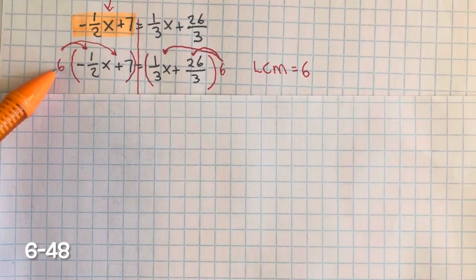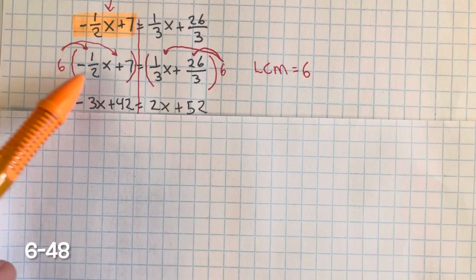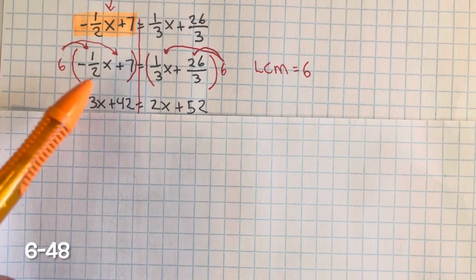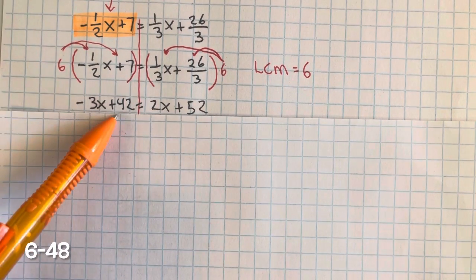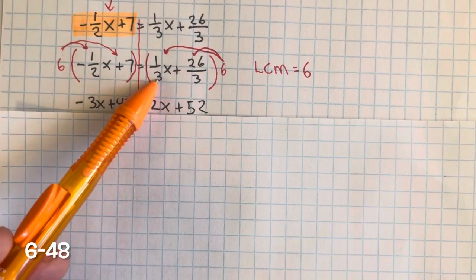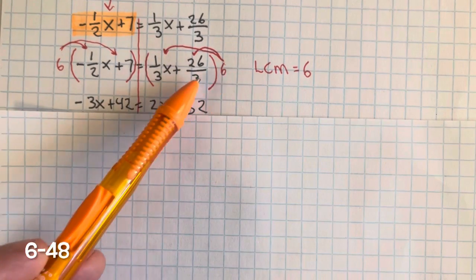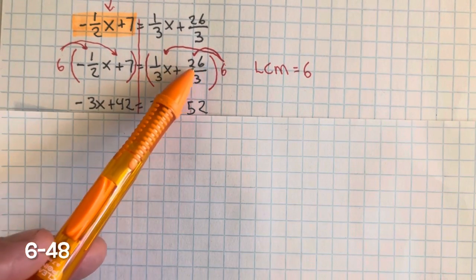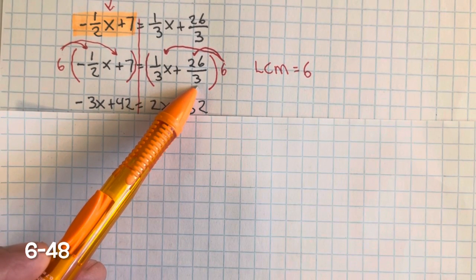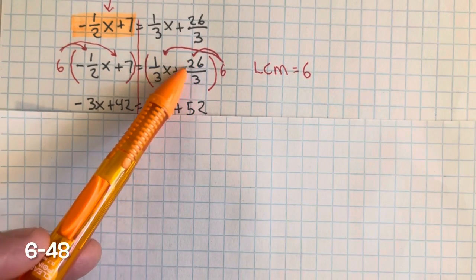So 6 multiplied by negative 1/2 is negative 3x, or 6 divided by 2 is 3. 3 multiplied by negative 1 is negative 3. And then 6 multiplied by 7 is positive 42. 6 multiplied by 1/3, 6 divided by 3 is 2. 2 multiplied by 1 is 2, so it's 2x. 6 divided by 3 is 2. 2 multiplied by 26 is 52. So you divide with the denominator. 6 divided by 3 is 2. And then you multiply that by the numerator.